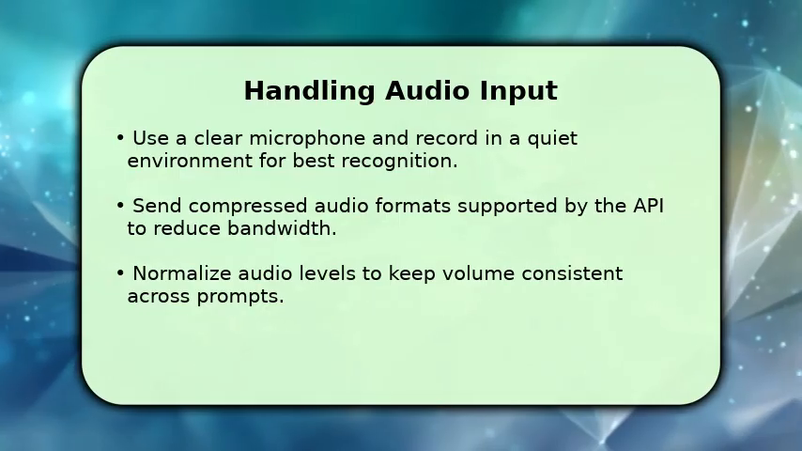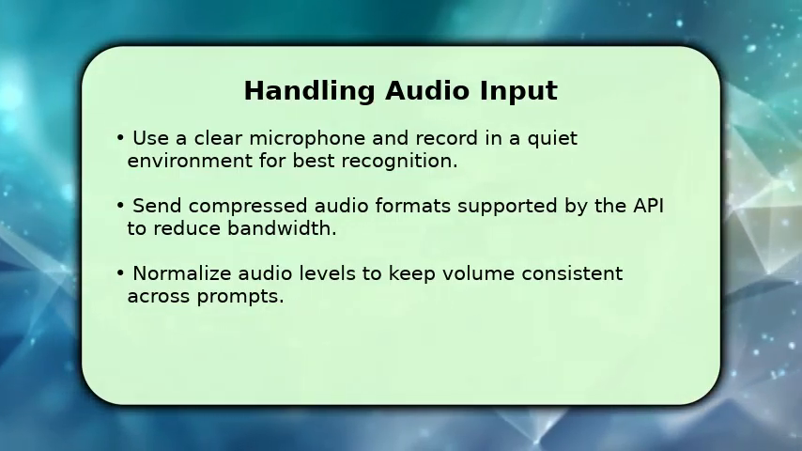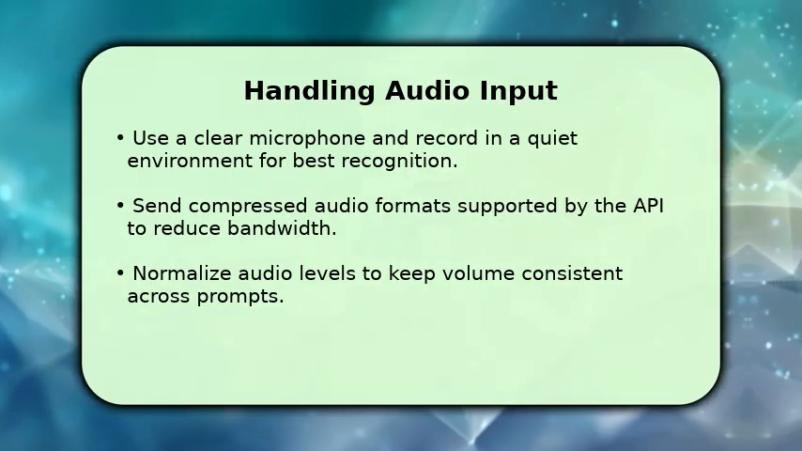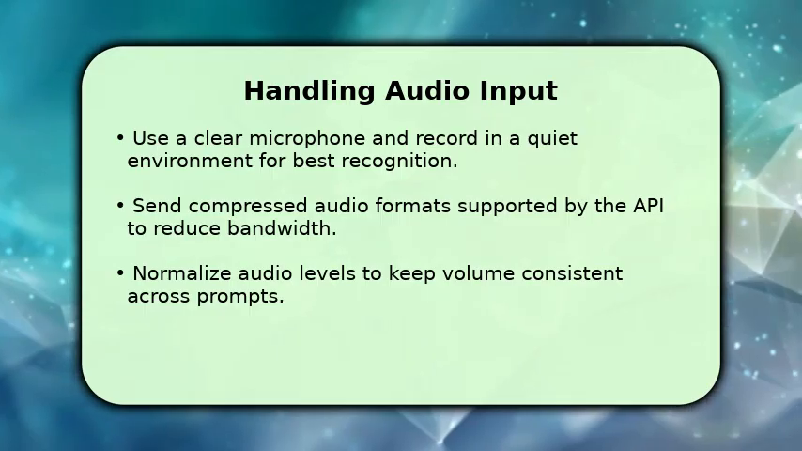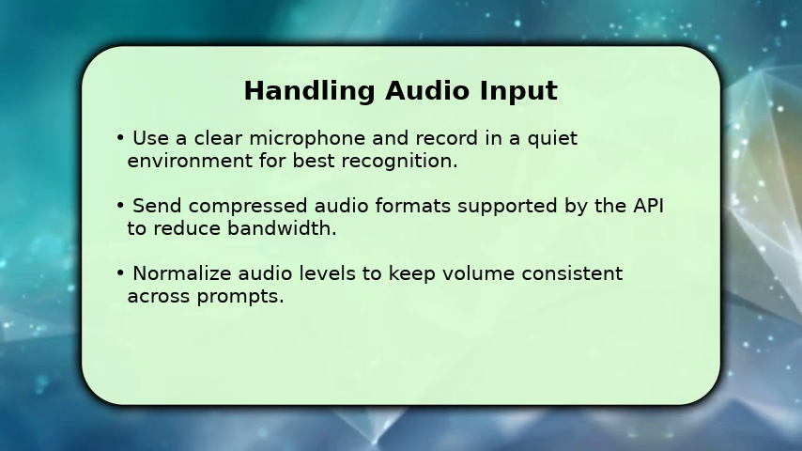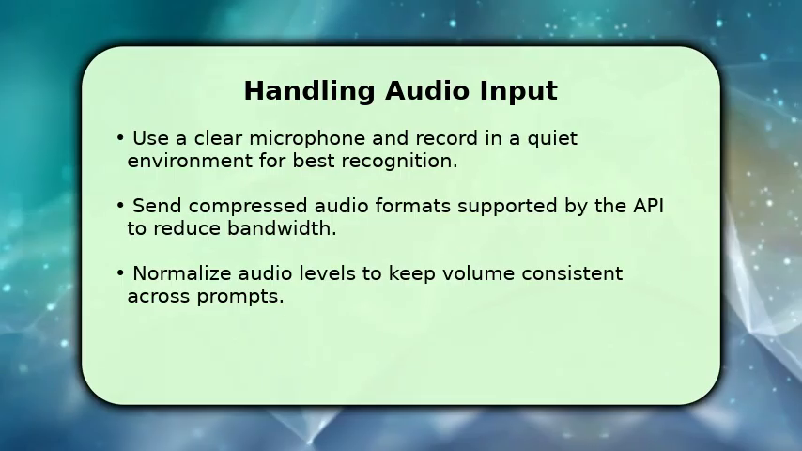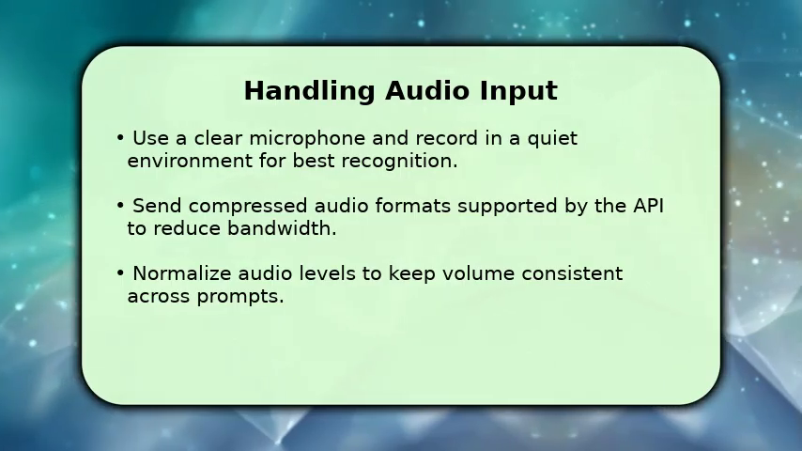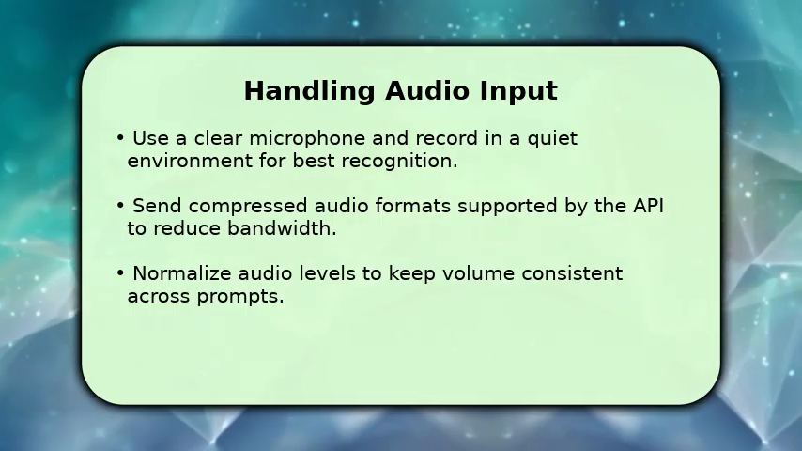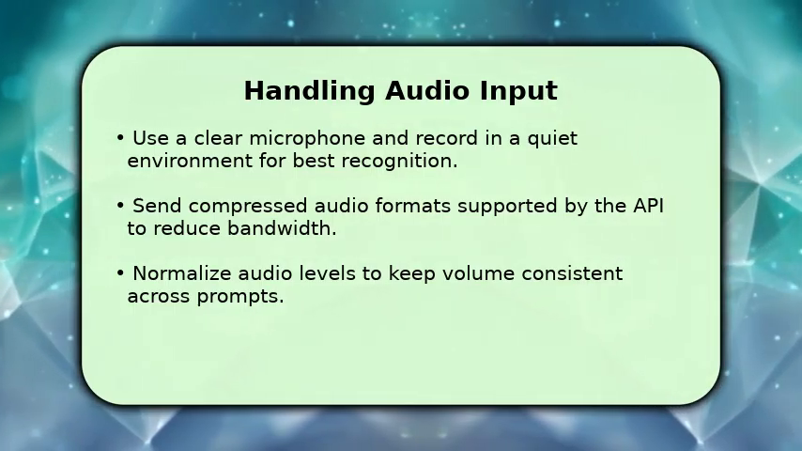Capture clean audio with a good microphone and quiet surroundings to improve Gemini call accuracy. Convert recordings to a supported compressed format and normalize levels so the model hears consistent volume across prompts. Include short test utterances to validate transcription before full sessions, and retry failed calls with adjusted gain or less background noise. Finally, log audio metadata like sample rate and duration to troubleshoot any input issues that might affect quality.